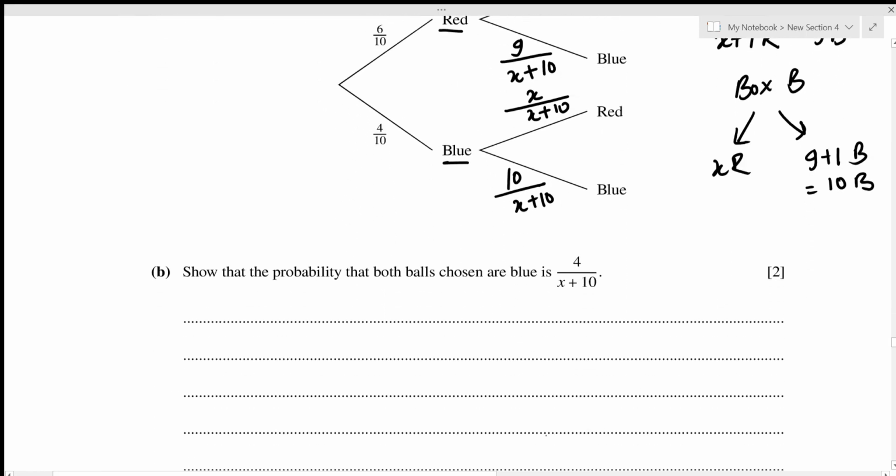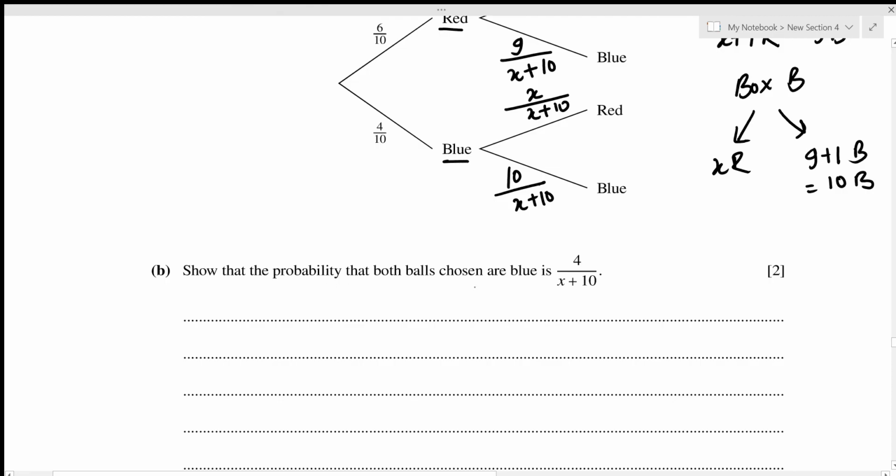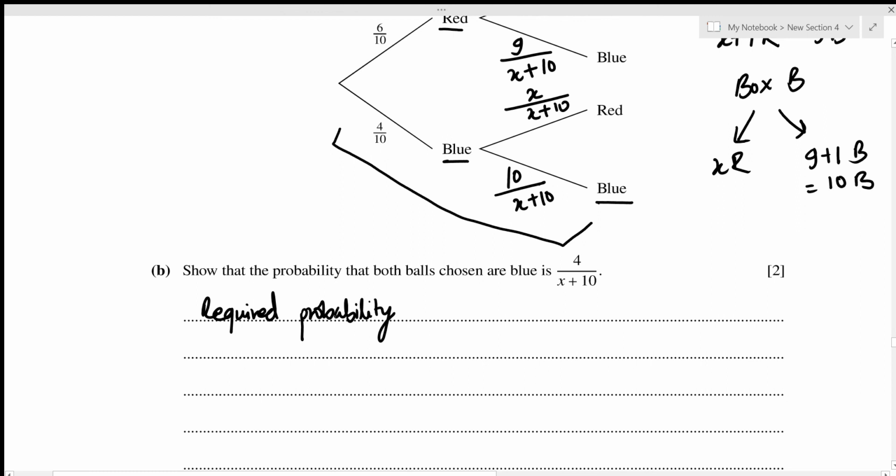Let's move on to the second part. We need to show that the probability that both balls chosen are blue is 4 divided by x plus 10. So both balls chosen are blue. So this is just going to be this portion, right? Blue and blue. We need to multiply these two probabilities. So required probability is just going to be the product of these two probabilities, which is 4 by 10 into 10 by x plus 10. We can cancel the 10 and 10, which gives the required probability to be 4 by x plus 10. This completes the second part.